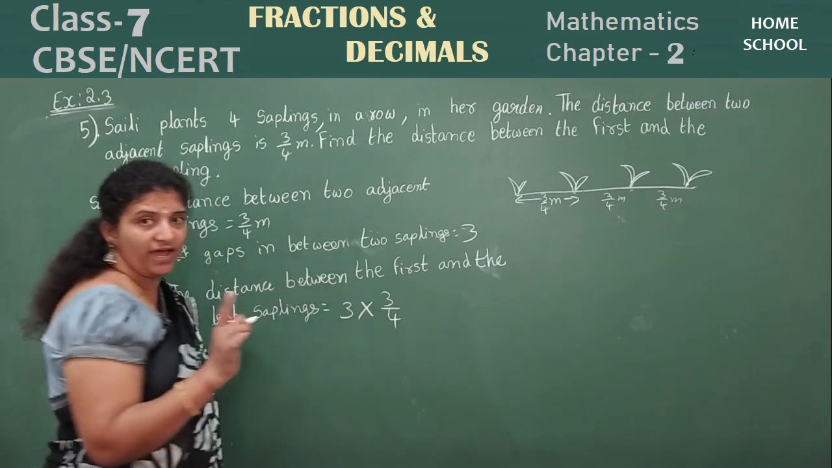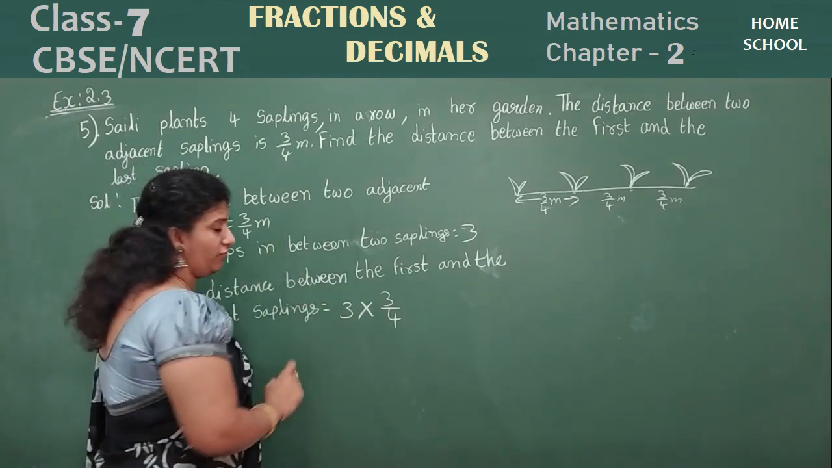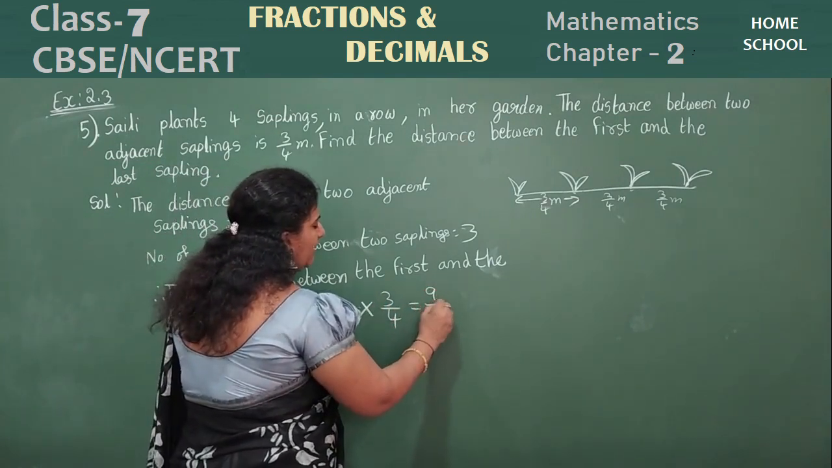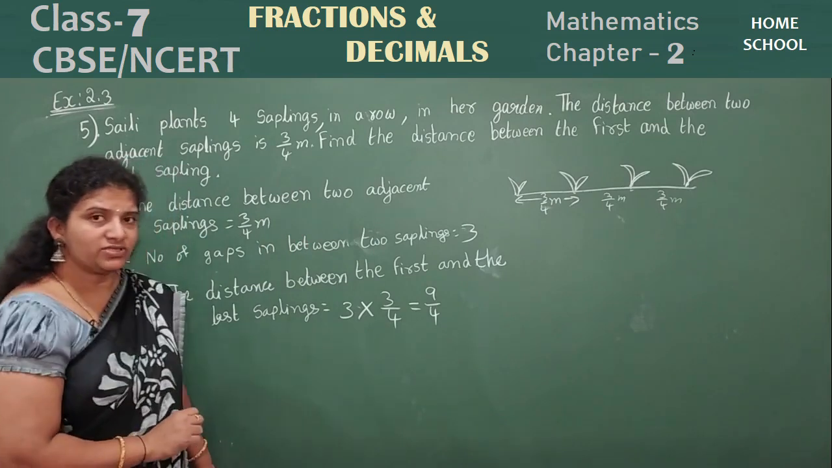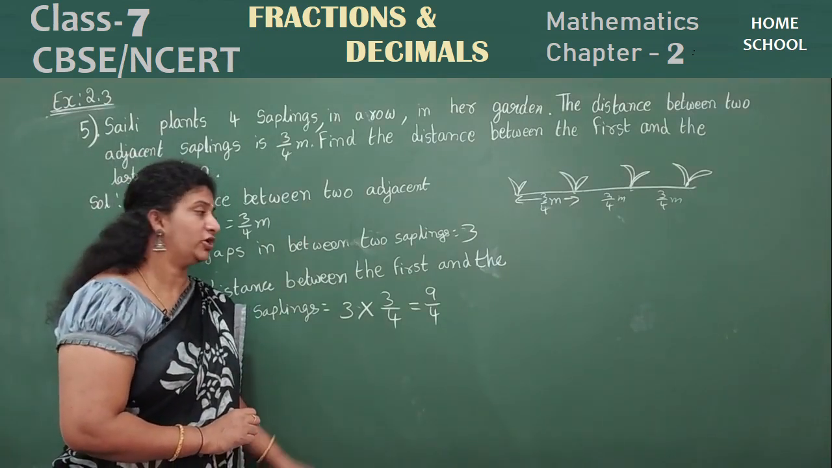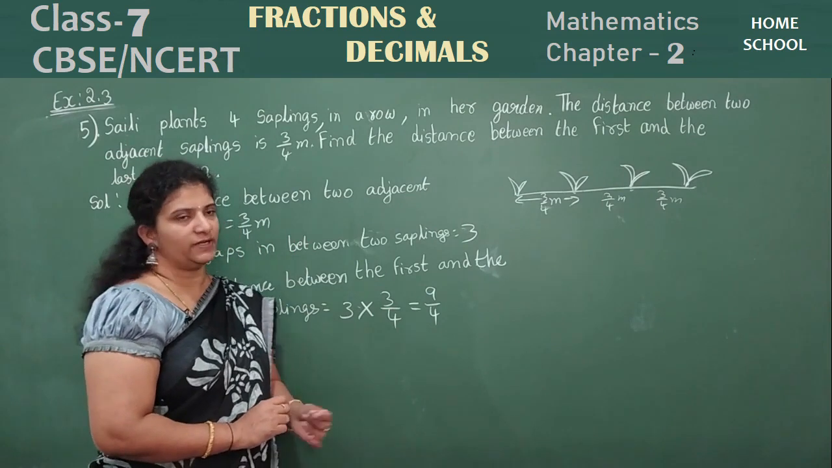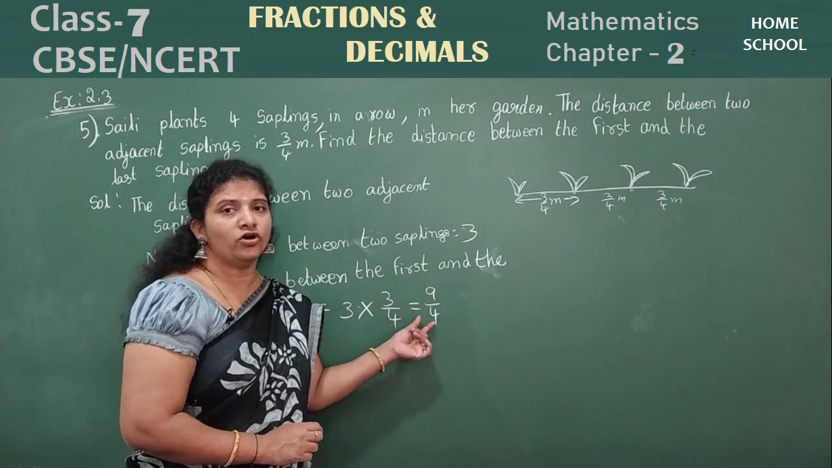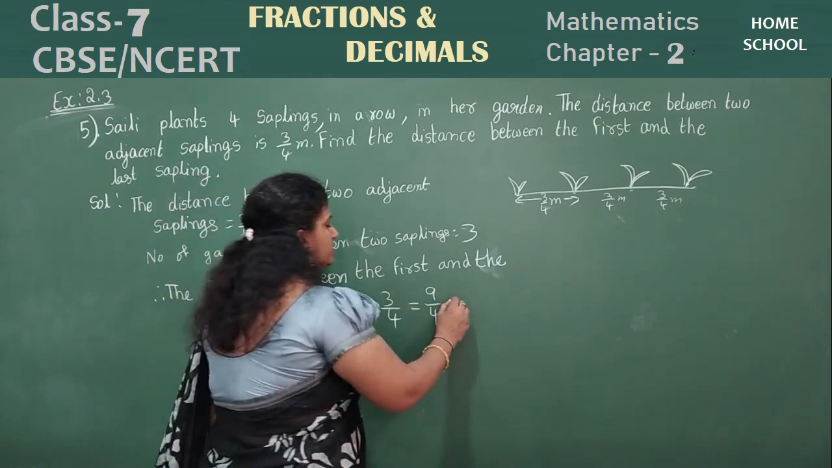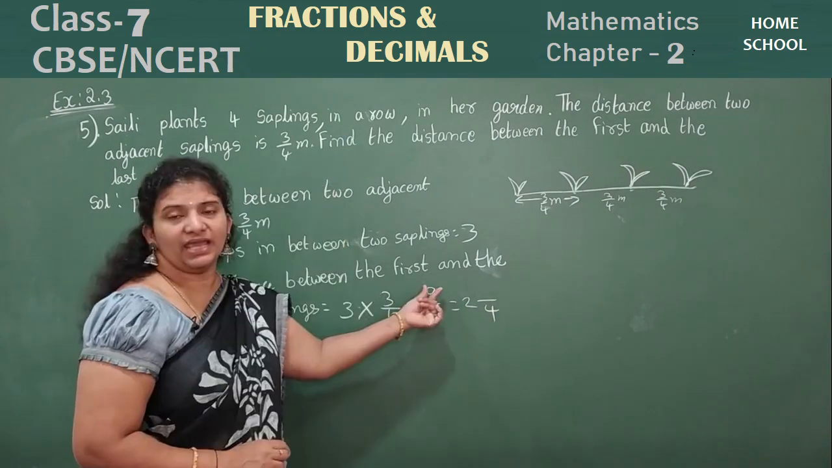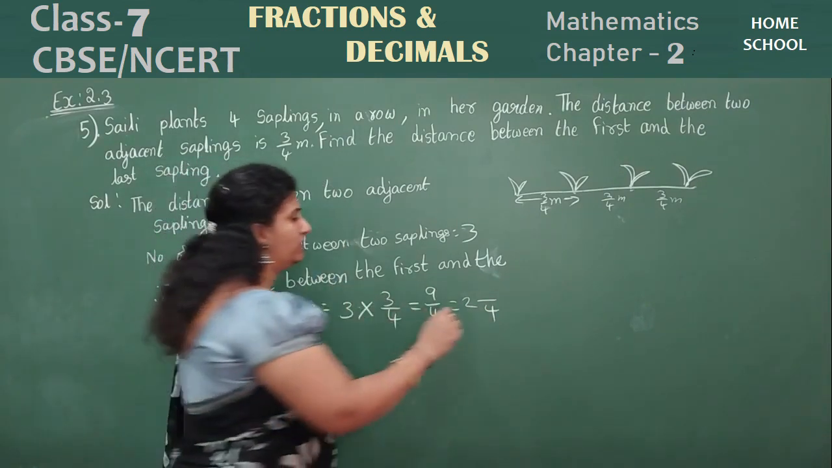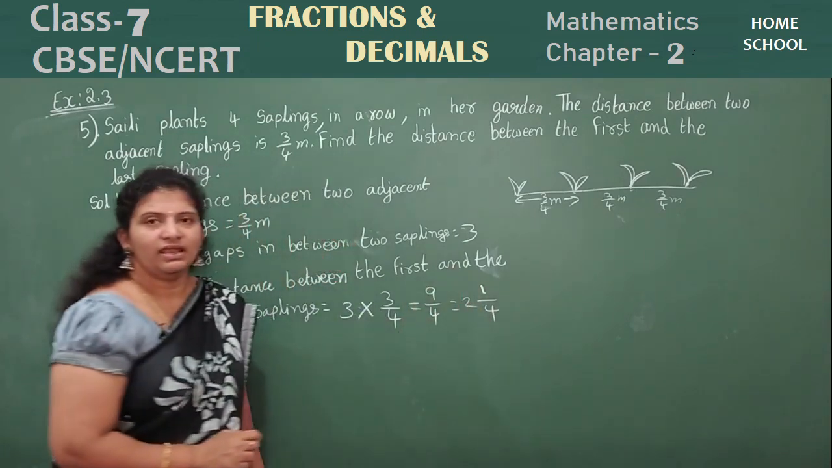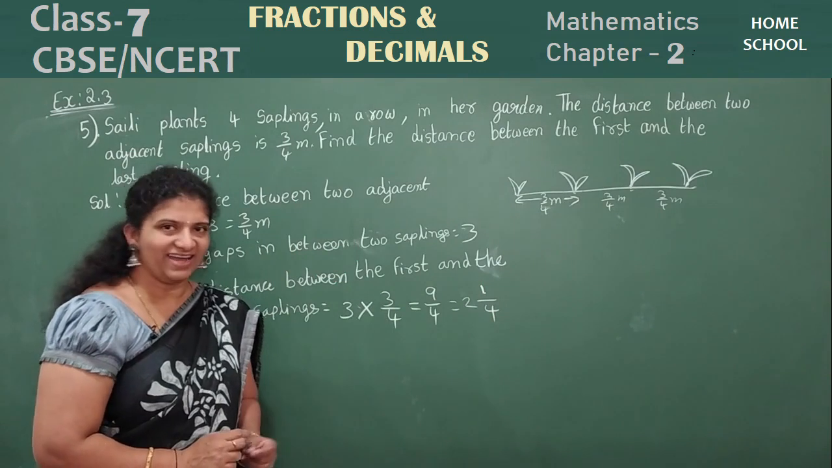Okay, it is not a mixed fraction. 3 into 3 by 4. So this 3 multiplies the numerator. That will be 9 by 4. Again you simplify. How do you simplify in order to convert into a mixed fraction? 4 table, where you get the nearest number for 9. 4 2s are 8. So that will be 2, 4. 9 minus 8 is how much? 1. So once again check here. 4 2s are 8. 8 plus 1 will be 9. 9 by 4 is your answer.